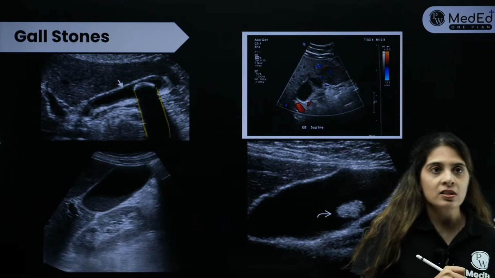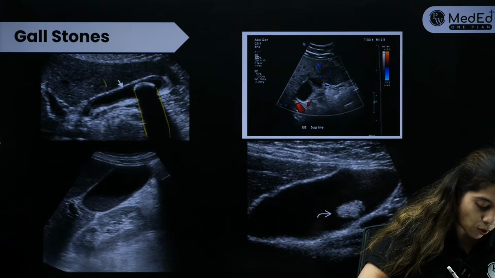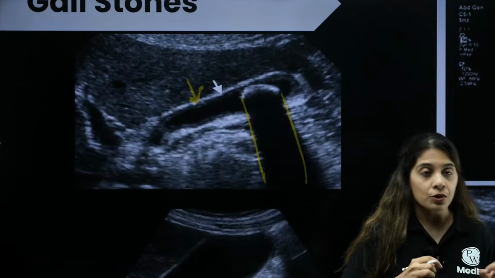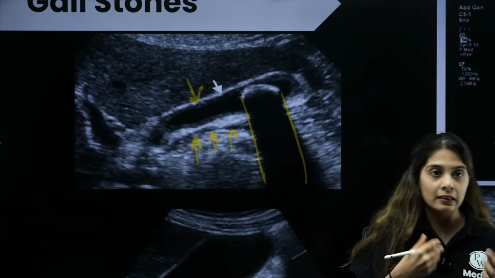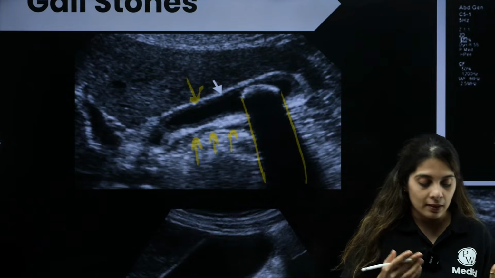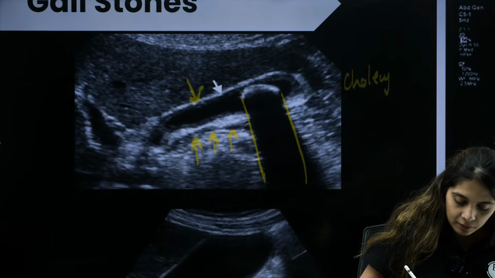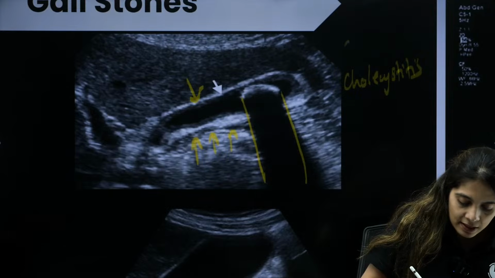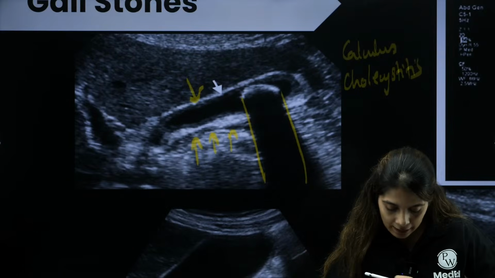So the first one, you can see this we have already shown you. This is the posterior acoustic shadowing behind the calculus, right? So there is cholelithiasis. But if you see the wall over here, okay, I will just zoom this for you. This wall is a little thicker as compared to the video which I have shown you. This wall is relatively thicker. So the first case is acute calculus cholecystitis, right? So that is our first image, right?